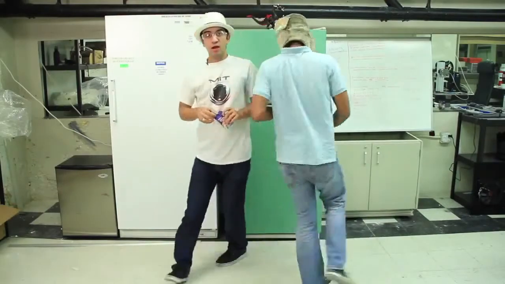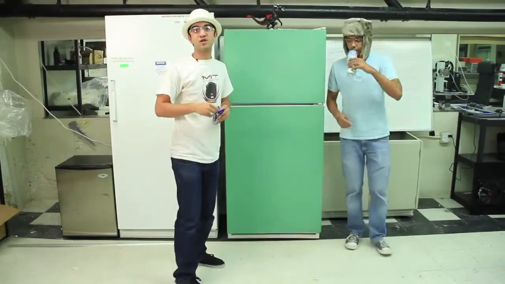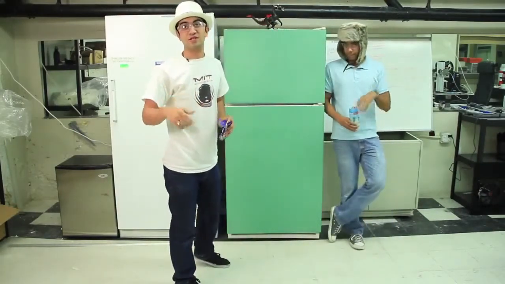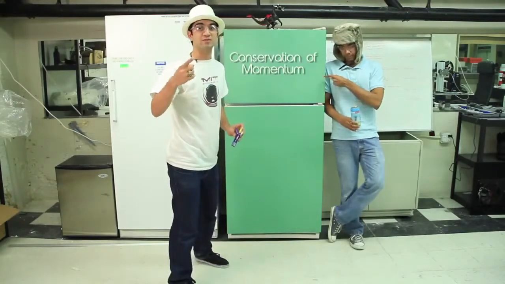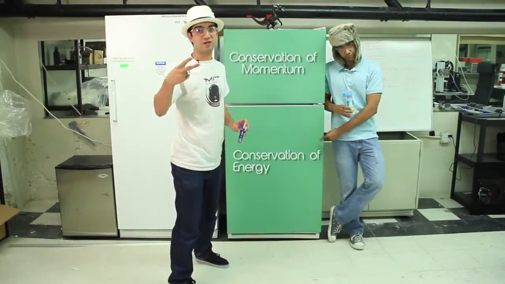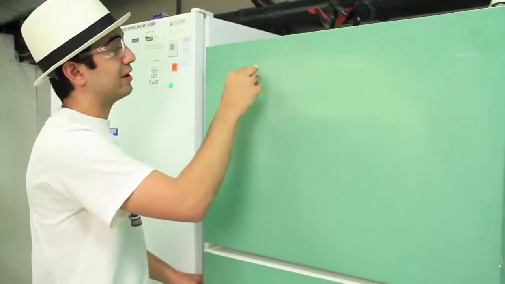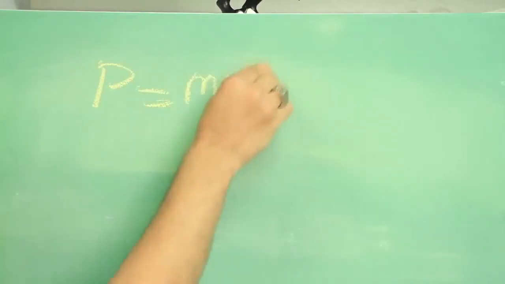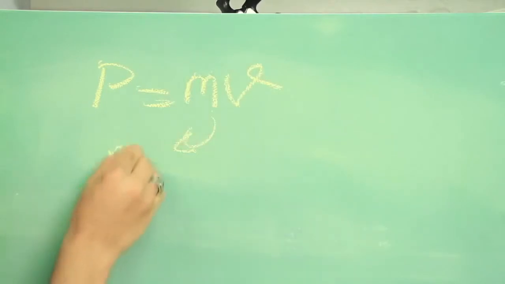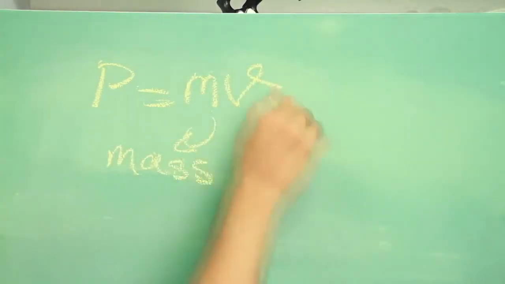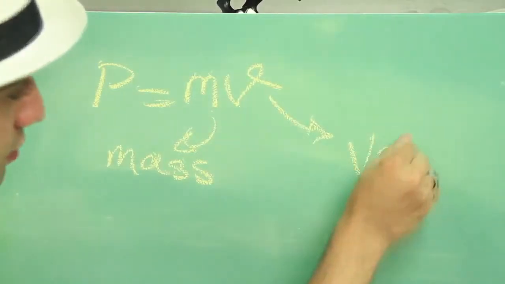Wonderful. So the main two concepts to know for elastic and inelastic collisions are conservation of momentum and conservation of kinetic energy. Remember, the equation for momentum is p equals mv, where m is the mass of the object and v is the velocity of the object.